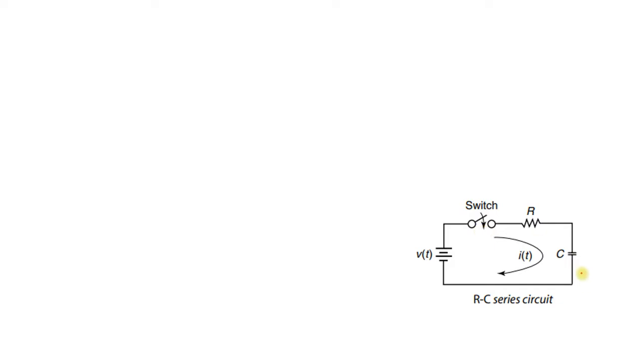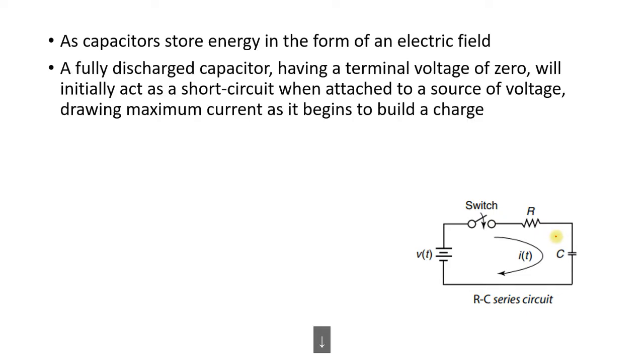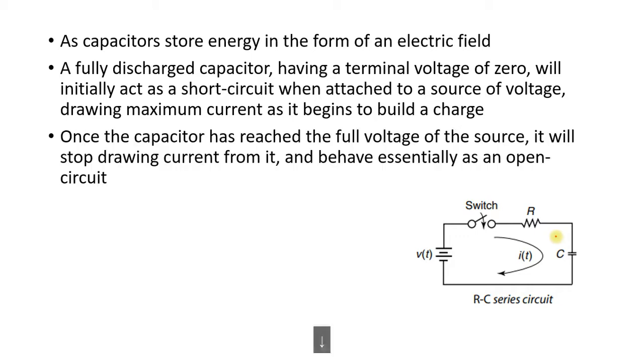Here the capacitor stores energy in the form of an electric field. If the capacitor is fully discharged, then the terminal voltage across the capacitor is 0. That means it will act as a short circuit initially when attached to a voltage source, drawing maximum current in the beginning to build a charge. Once the capacitor has reached the full voltage, which is equal to the source voltage, it stops drawing current from the source and behaves as an open circuit.